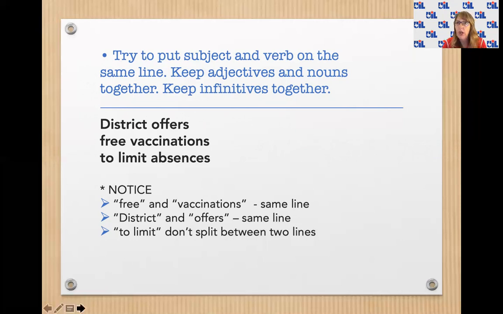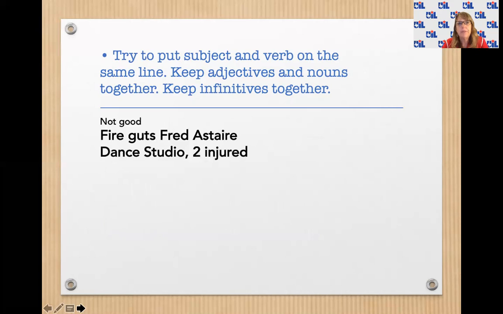But it is hard in a three-line headline to always do that. So sometimes you do have to split the subject and the verb in a three-line headline. It doesn't disqualify you, but you probably won't get full credit for the headline. So this is what happens when you split: Fire gets Fred Astaire dance studio, two injured. Fred Astaire's been dead for a while, so it's kind of weird that a fire is gutting him. That's what happens when you have a bad cut. So we want Fire guts Fred Astaire dance studio all on one line, otherwise people are wondering why Fred Astaire was gutted by a fire.